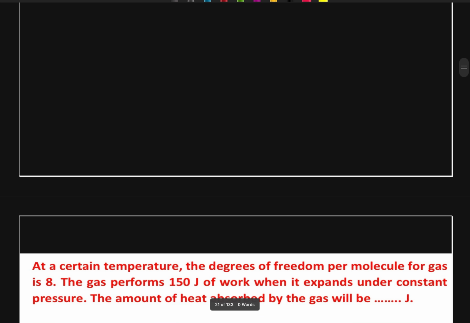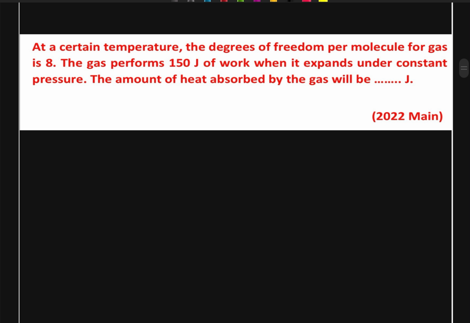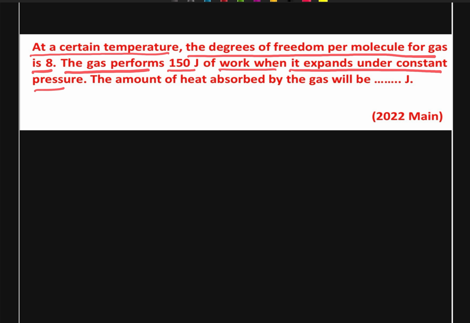Next question. It states that at a certain temperature, the degrees of freedom per molecule for a gas is 8. The gas performs 150 joules of work when it expands under constant pressure. The amount of heat absorbed by the gas will be? So we have to find out the heat absorbed, and it states that it is under constant pressure.